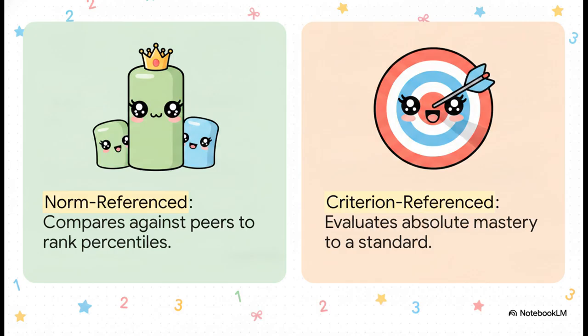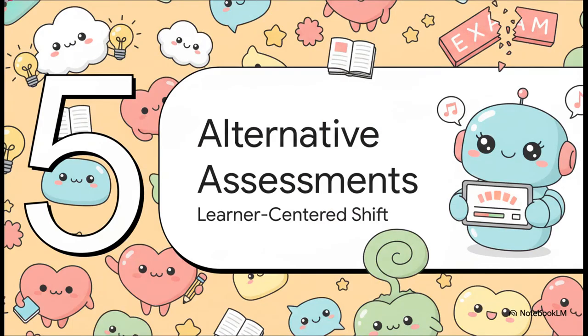If you score in the 90th percentile, great, but that just means you did better than 90% of the people in the room. It actually doesn't tell us exactly what language skills you possess. Criterion reference testing, on the other hand, evaluates what you can actually do with the language in relation to clearly defined objectives. Think of the CEFR proficiency scales. It provides incredibly meaningful feedback for the learner, even though, admittedly, setting those absolute standards can be quite difficult for educators.